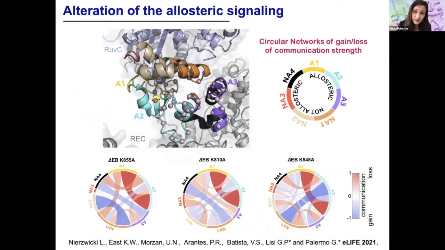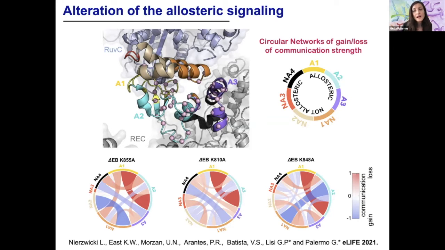So we used graph theory also in this case, and we built circular networks of communication gain and loss within HNH. So with these models, we could describe HNH as a set of communities of synchronized dynamics. Here, the A communities are the allosteric communities holding the majority of the slow residues identified with NMR that transfer the information from one side to the other. The other communities were not allosteric.